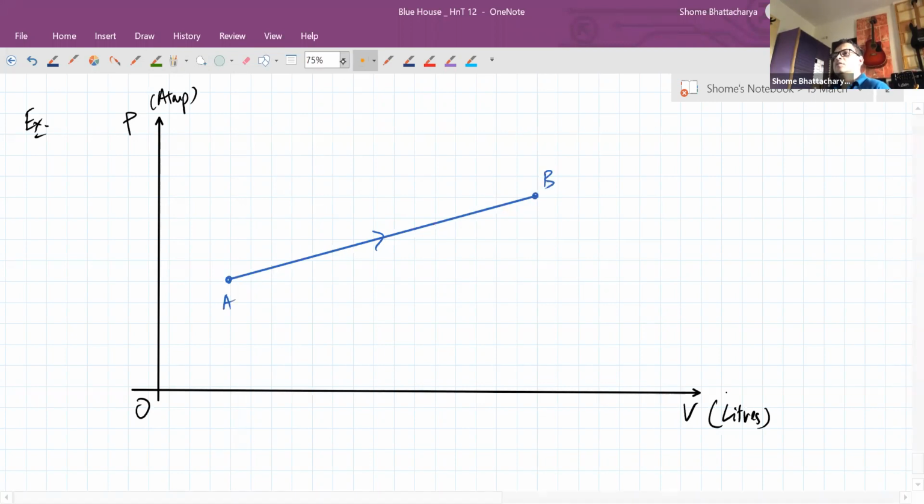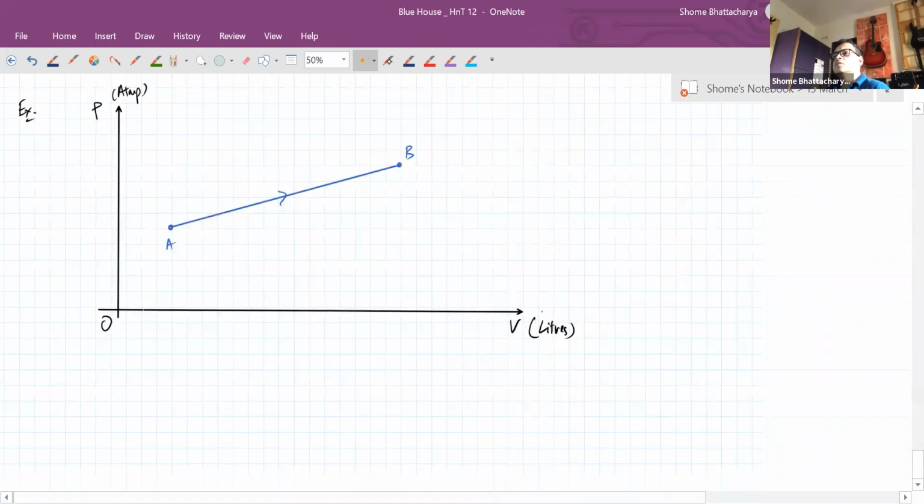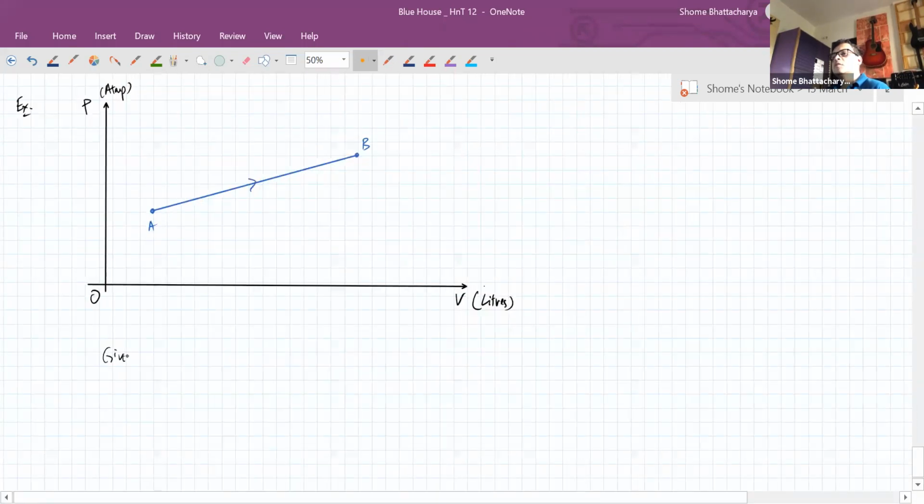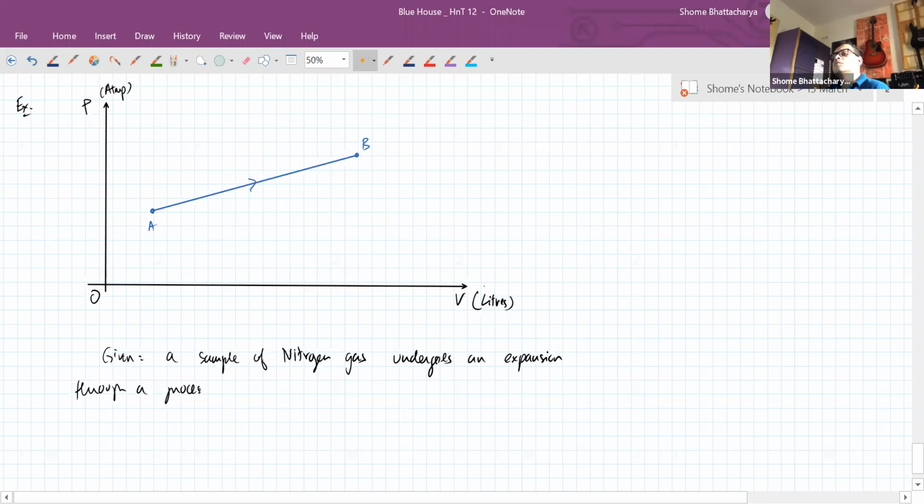Okay. So, given that a sample of nitrogen gas undergoes an expansion through a process shown in the graph.